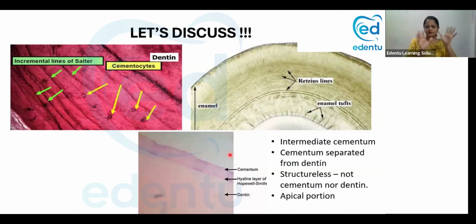It is structureless in nature, and you cannot call it cementum nor dentin. It doesn't show the characteristics of cementum, and it doesn't show the characteristics of dentin. So it is like a separate layer. And usually this hyaline layer of Hopewell-Smith is seen in the apical portion of the teeth. So I hope I had made myself clear.